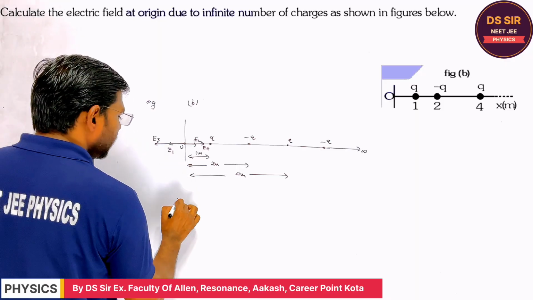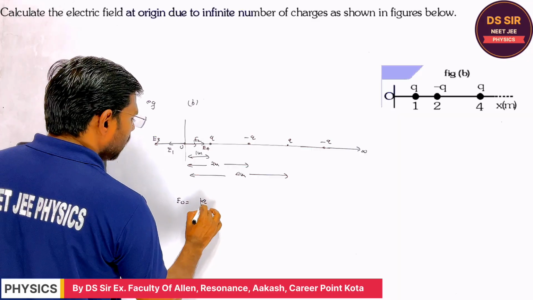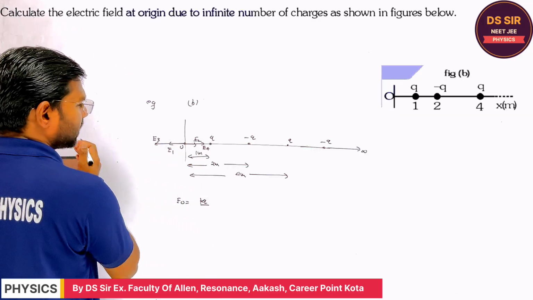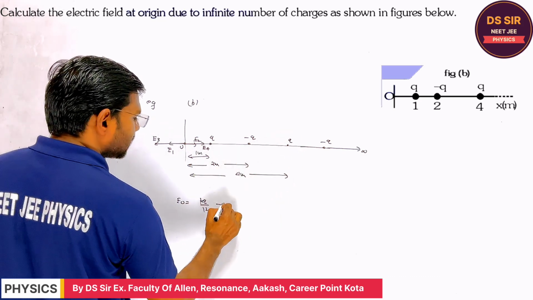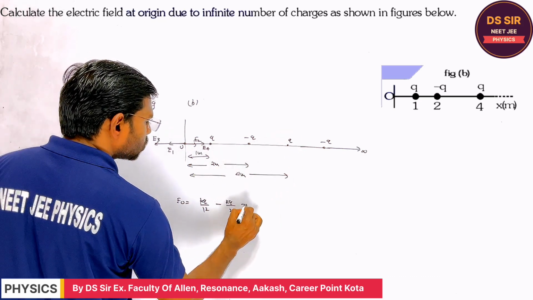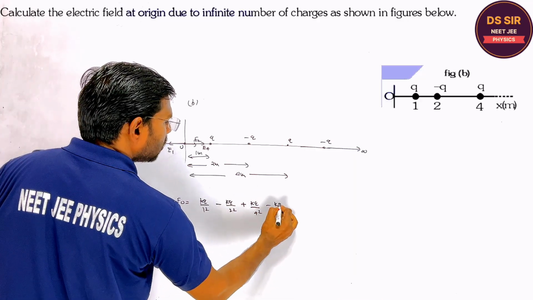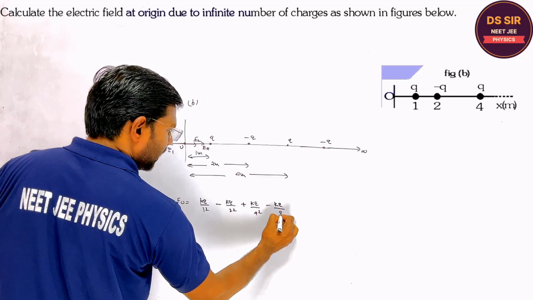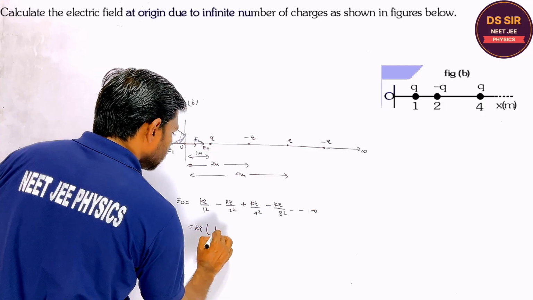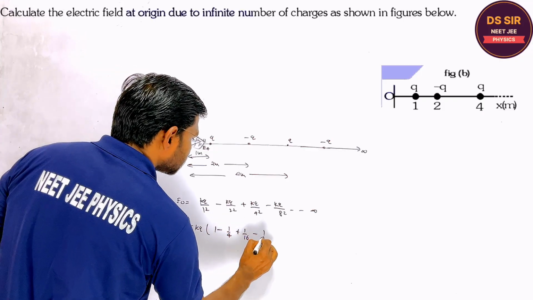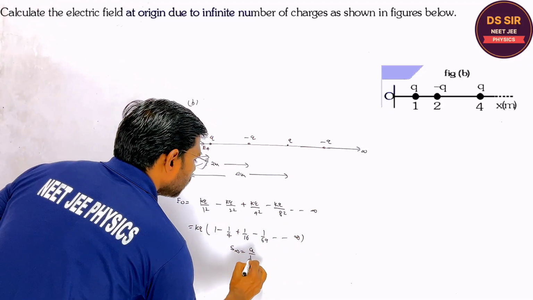You understand? So the electric field at the origin will be, because of this, kq upon 1 square, where I am writing this side as the positive side. This side is taken to be the negative side, so minus kq upon 2 square, plus kq upon 4 square, minus kq upon 8 square, up to infinity. Is it clear? If you take kq common, this is 1 minus 1 by 4 plus 1 by 16 minus 1 by 64 up to infinity. So this S infinity is nothing but a upon 1 minus r.